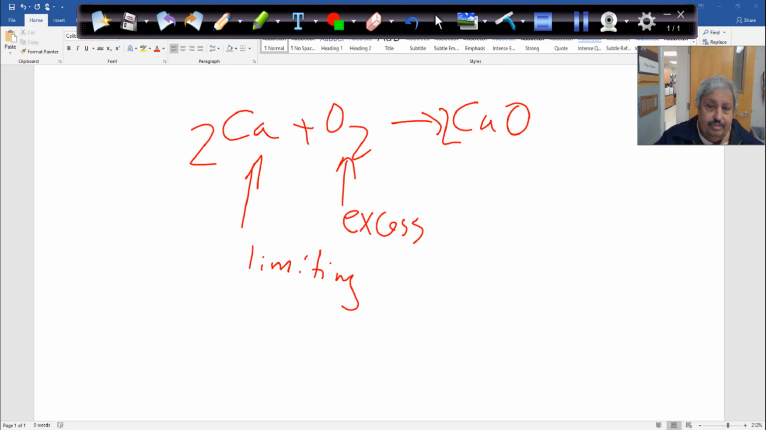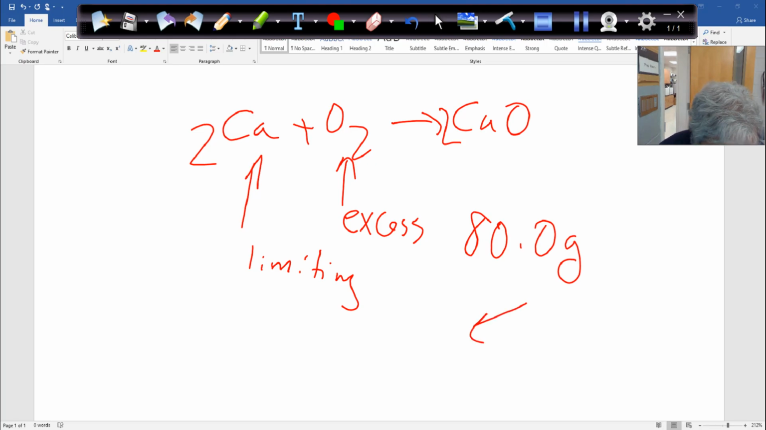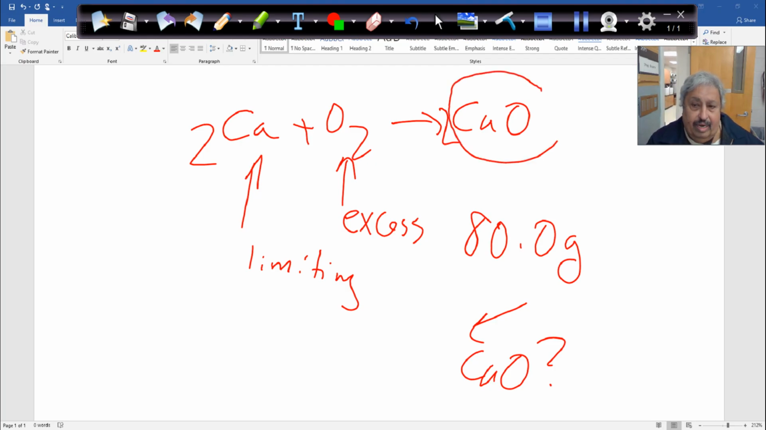So if you use excess of oxygen, 80.0 gram. Question is how much is your calcium oxide? This one here. Calcium, how much is it? So this type of stoichiometry will come in the lecture as well in the lab.